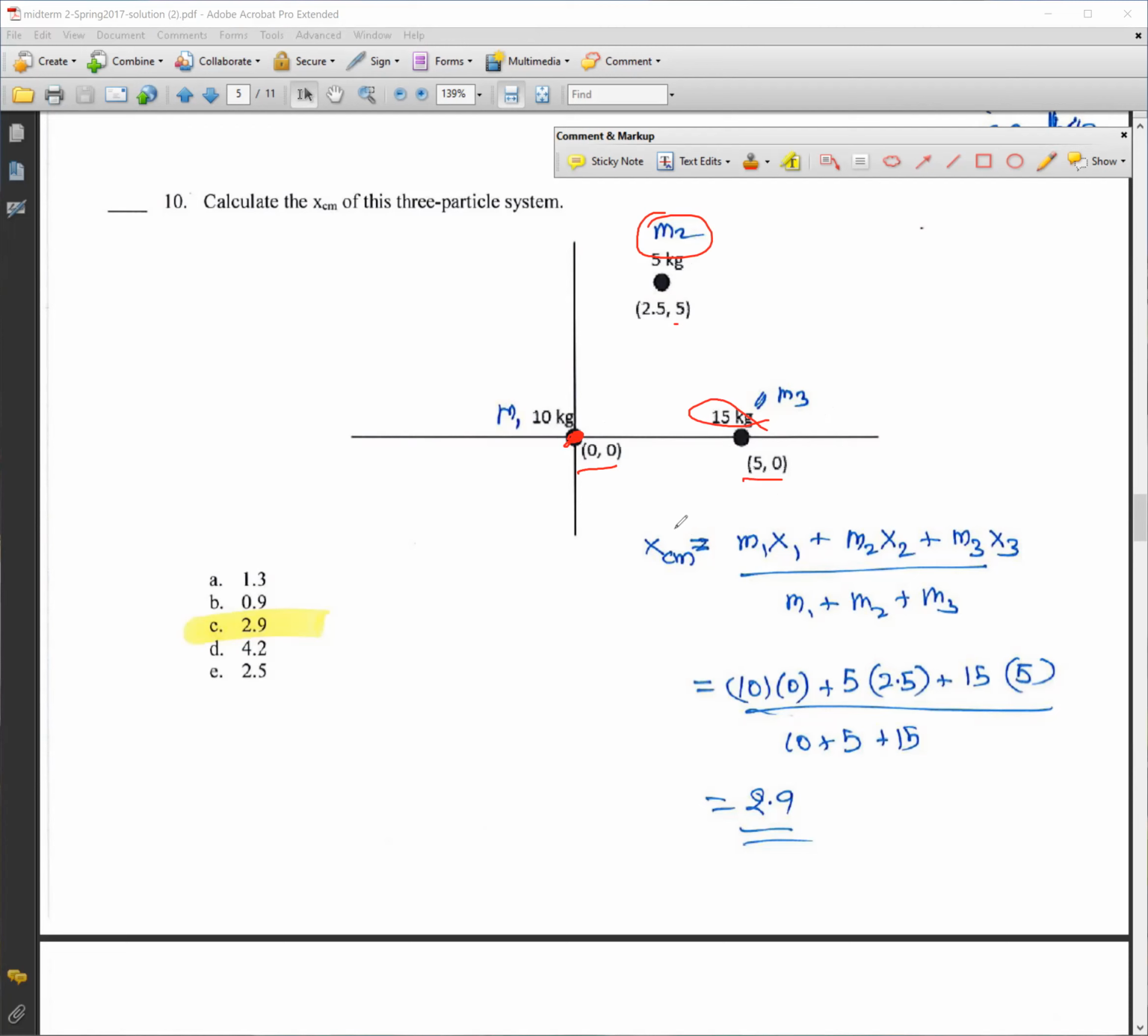Now, we use the formula for the x center of mass. Again, straightforward, we did this many times. So m1 x1 plus m2 x2 plus m3 x3, and it's just a matter of plugging in the values for mass 1 x1, mass 2 x2, mass 3 x3. In the denominator, we add all the masses. Plug all these numbers into your calculator and you get the value of 2.9. Again, straightforward.